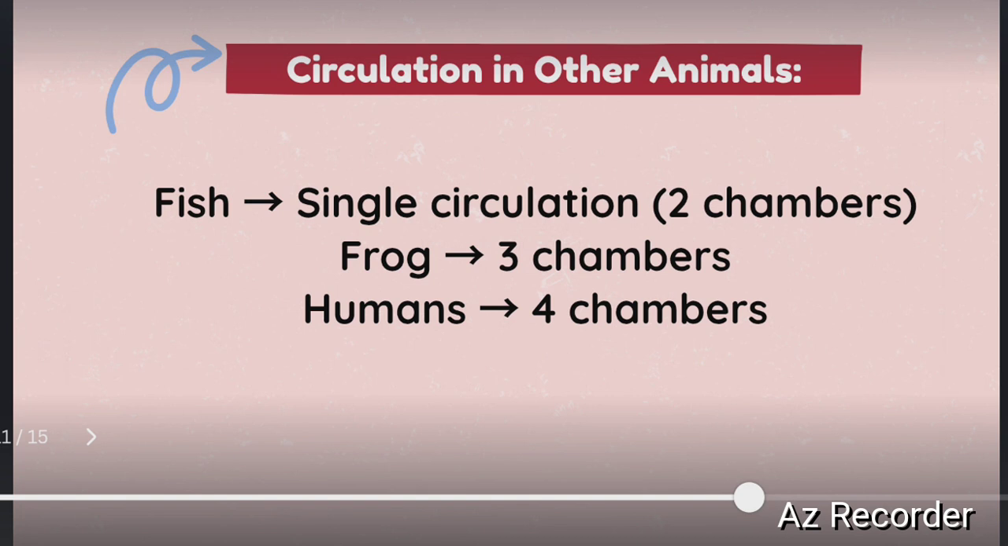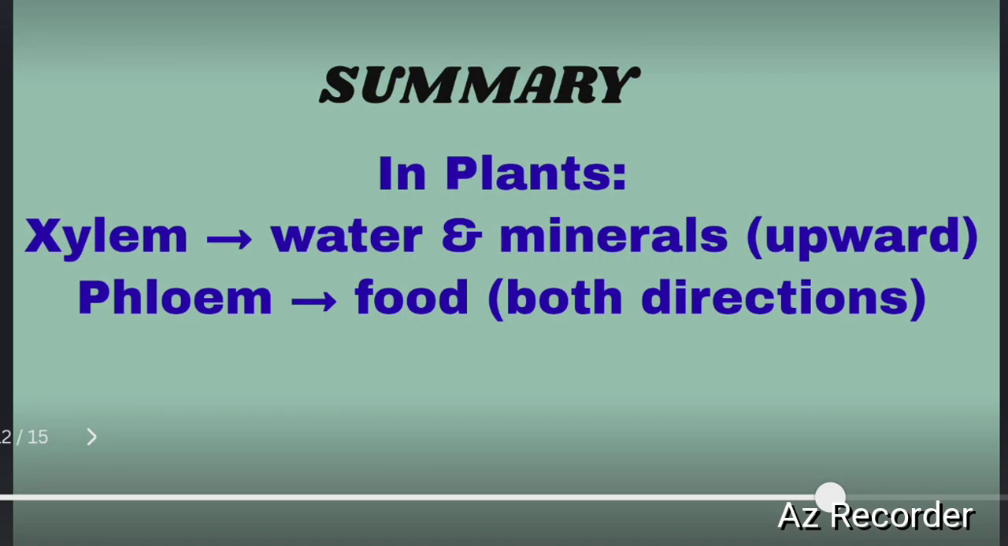In the case of fishes, single circulation occurs, and only a 2 chambered heart is present. Whereas in the frog, a 3 chambered heart is present. And humans, or the higher animals, have a 4 chambered heart. So this is all about the circulation in plants as well as in animals. Let's next move on to the summary.